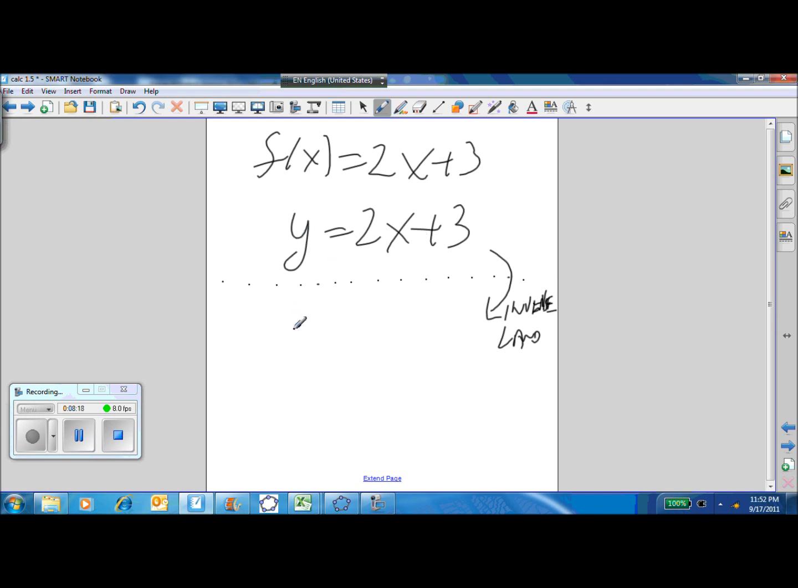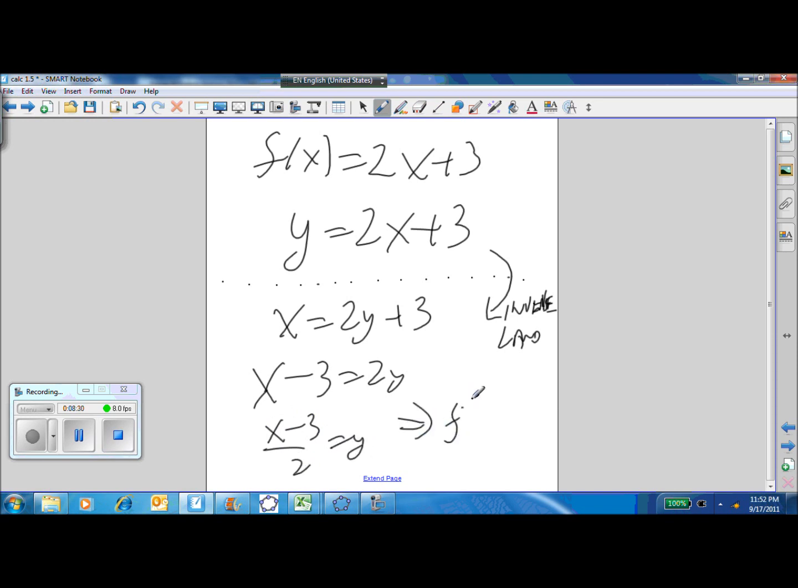So we switch the roles of x and y. We get x equals 2y plus 3. So x minus 3 equals 2y. So (x minus 3) over 2 equals y. So therefore, we get the inverse function is (x minus 3) over 2. So there's the key idea. When you want to create the equation for an inverse function, first of all, write f of x as y. Then switch the roles of x and y and solve for y. And that will give you your inverse function.